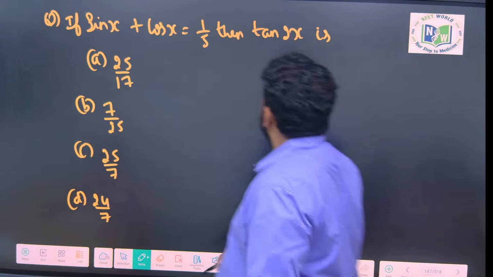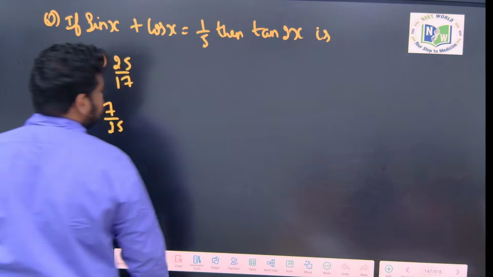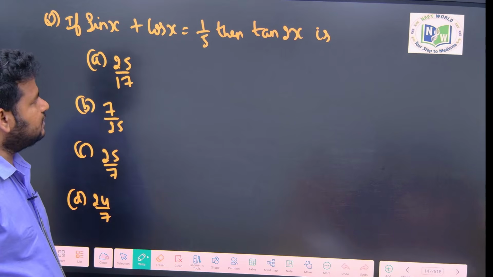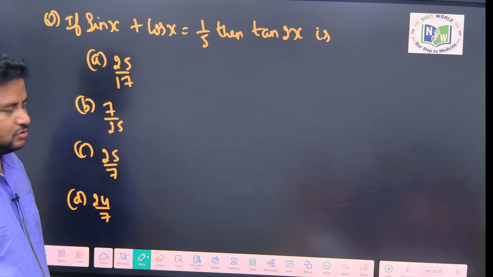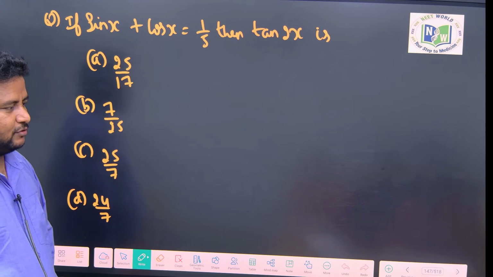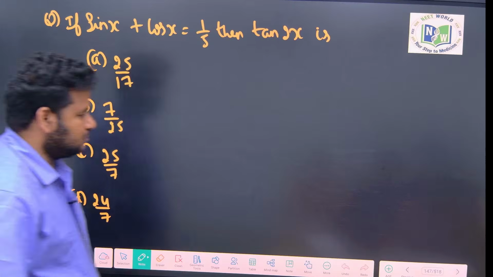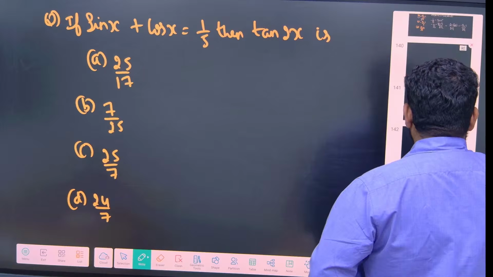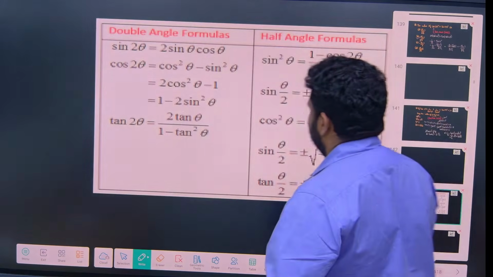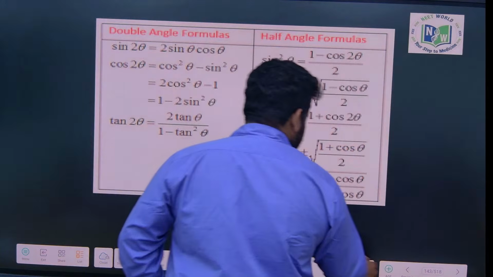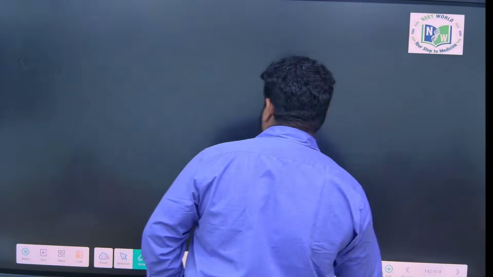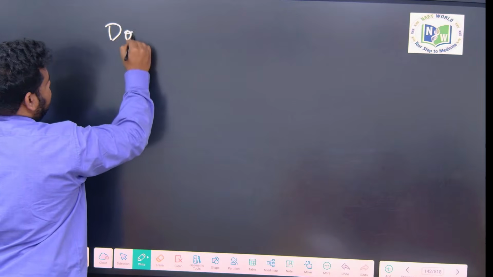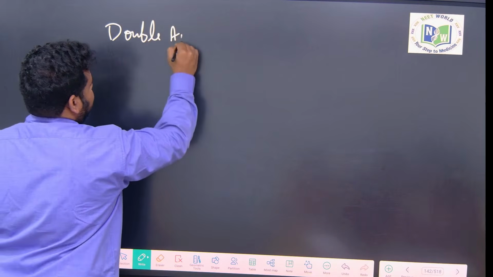So, sin x plus cos x is given as 1 by 5. Then they are asking tan 2x. They are asking the value of tan 2x. Now, how to find out this value? Before coming to this, you should know the double angle formula. Double angle formula in terms of every other value you have to know. Now, see here, let me write down the double angle formula separately for you.